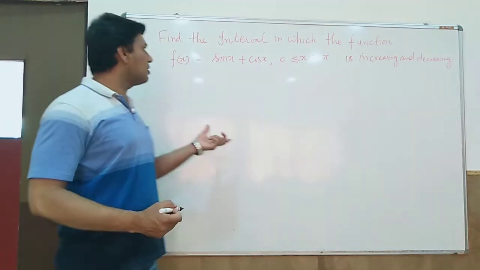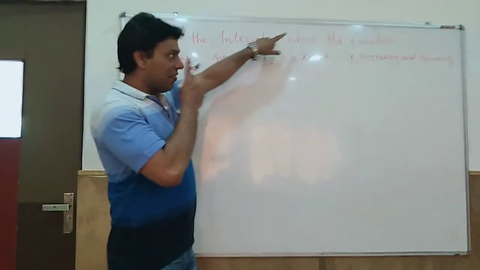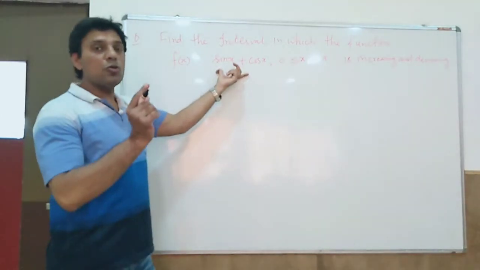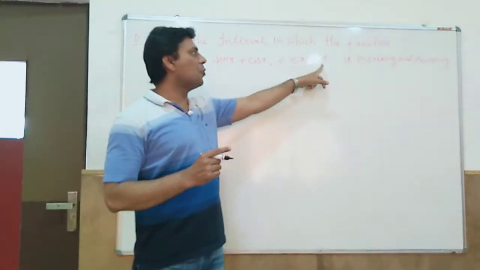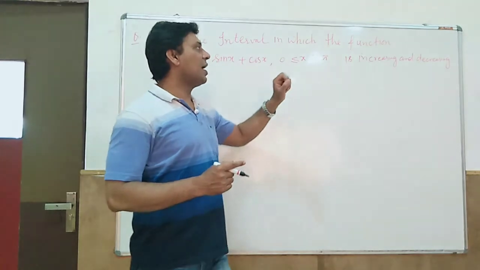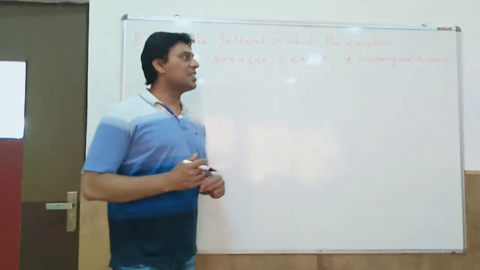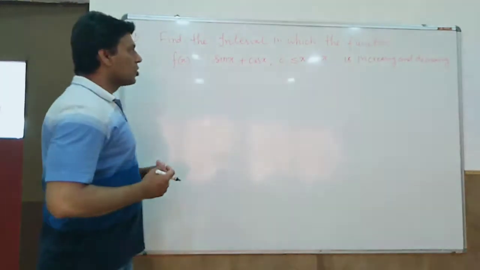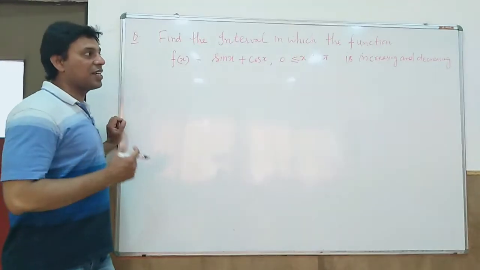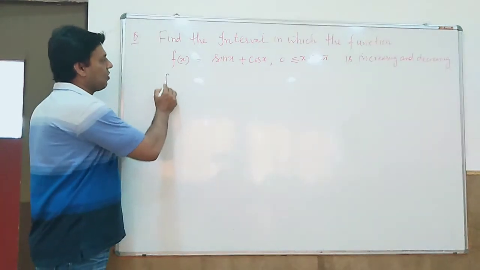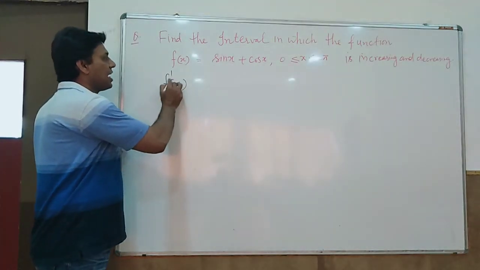Now see this question. Find the intervals in which the function f(x) equals sin x plus cos x, whose domain is 0 to 2 pi, is increasing and decreasing. We have to divide 0 to 2 pi where the function is increasing and decreasing. Now you know that to find increasing or decreasing, we have to differentiate the function. So first of all, we will differentiate it to get f dash x.